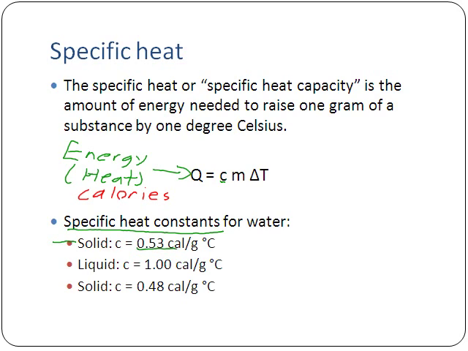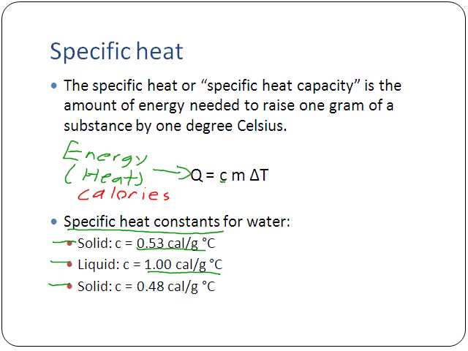For solid, water has a specific heat of 0.53 calories per gram degree Celsius. If it's a liquid, it's just 1 calorie per gram degree Celsius, and that's where our definition of calorie came from, is that 1 right there. But if it's gas, it's 0.48 calories per gram per degree Celsius. So effectively what we can see from this is that if I add 2 calories to liquid water, then the temperature is going to raise by 2 degrees Celsius.